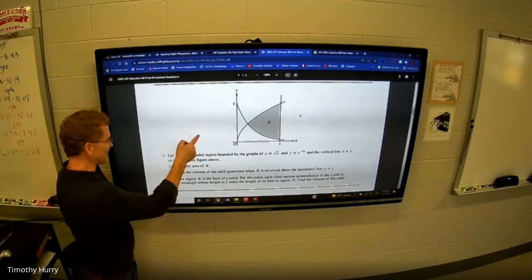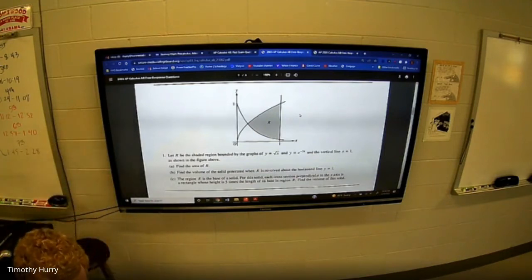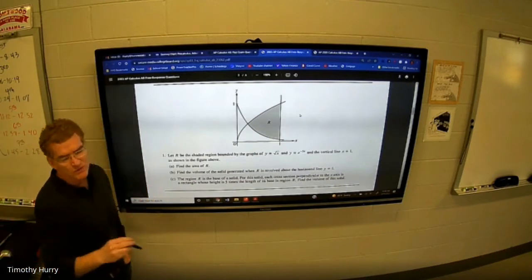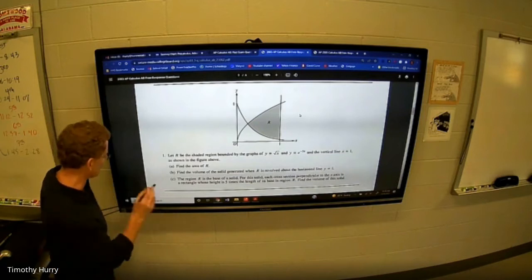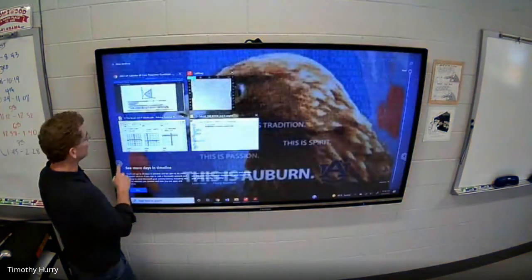So we need to find the area. This is a calculator problem. So AP needs to see just enough work from you to know you know what you're doing. If you are sloppy and you leave off different parts of the integral, you're not going to get credit. Okay. So here's what they would expect to see from you on this.